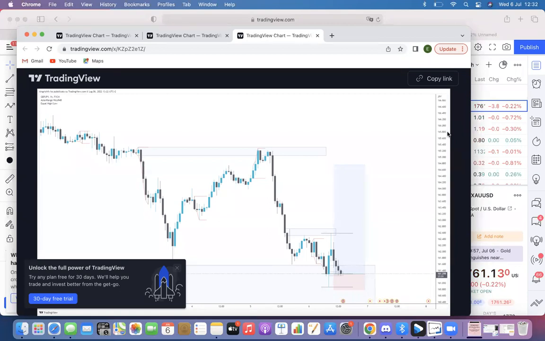Would you enter GU retracement? I wouldn't enter GU retracement today, but tomorrow I'll be interested in GU.